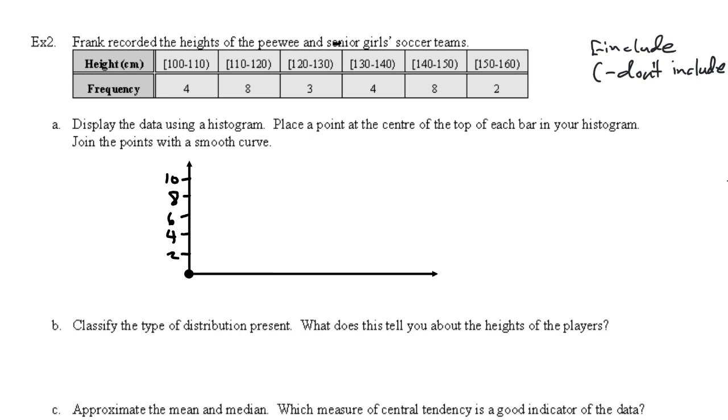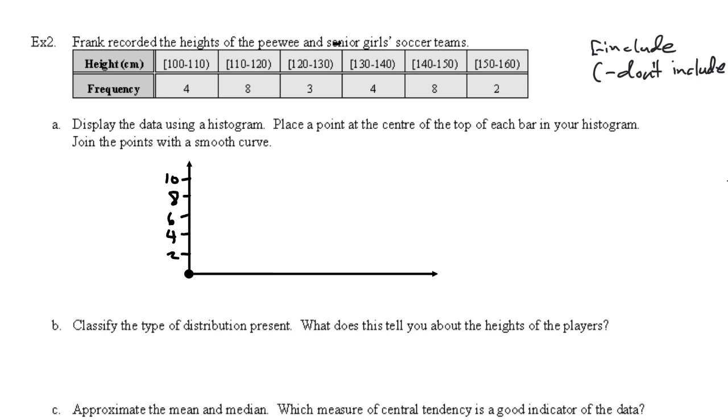So now what we have to do is display this data that we have here using height and frequency, right? On this graph in some form of histogram. Now you need to be able to do something like this by hand, right? So let me show you how we're going to do it. Now it says place a point at the top center of each bar in your histogram and join those points on a smooth curve. So remember, a histogram is nothing more than a bar chart.